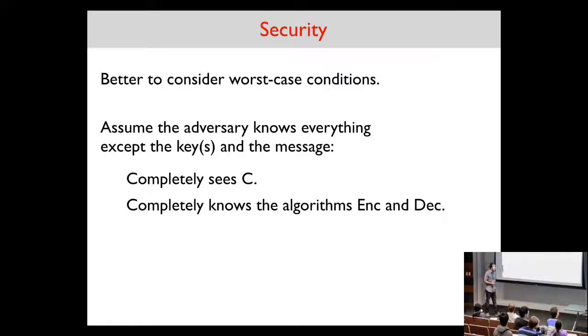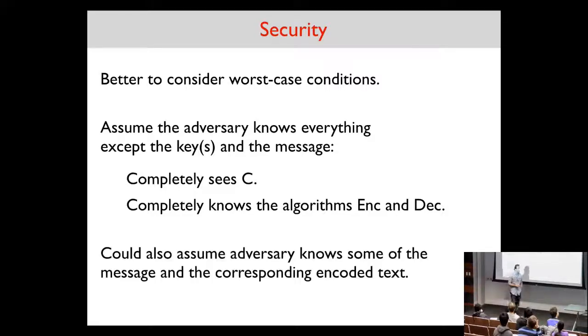Okay? So he knows the system that you're using. He sees the ciphertext, but he doesn't know the key or the message. You can even make further assumptions to make sure you're even more secure. You can say, I'll even assume the adversary knows some of the message and the corresponding encoded text. Okay, and then try to build your crypto system that is secure even against such adversaries. We're not going to look at that, though.